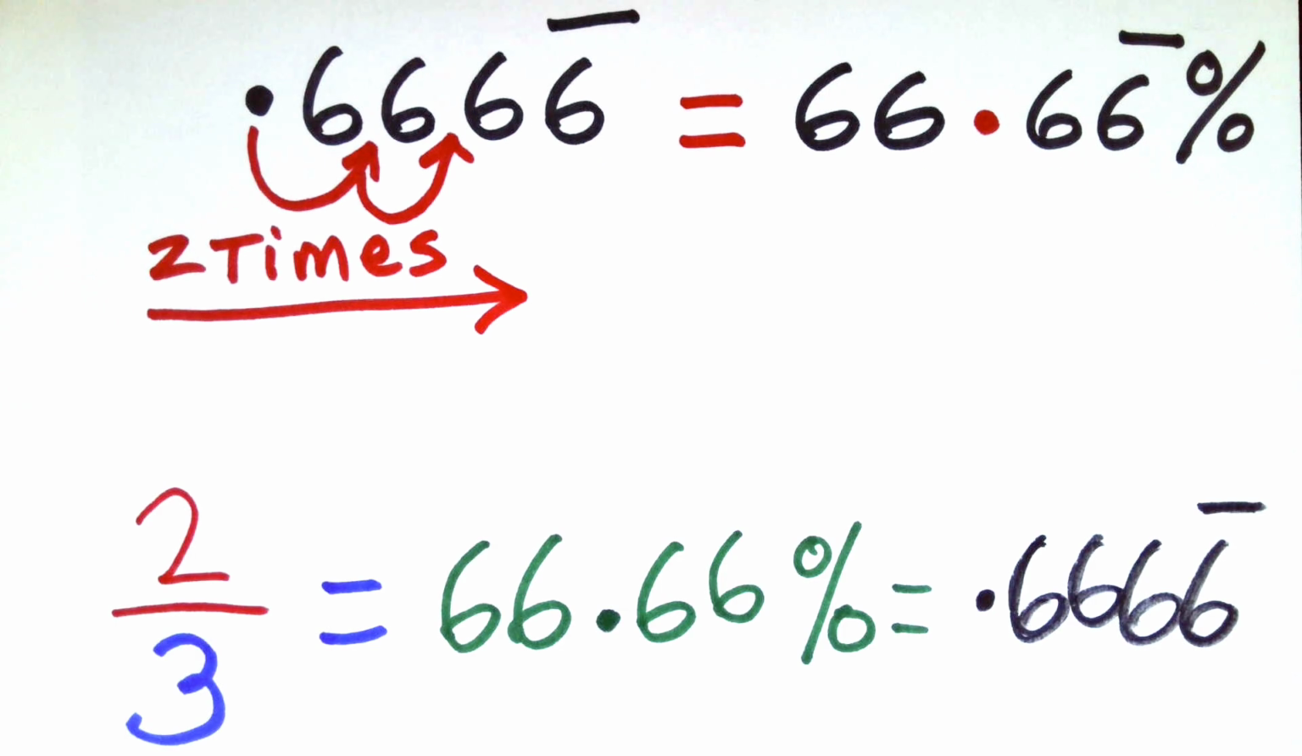All right, so hopefully you can see now that 2/3 is equal to 66.66%, which is equal to 0.6666, repeating on and on and on.